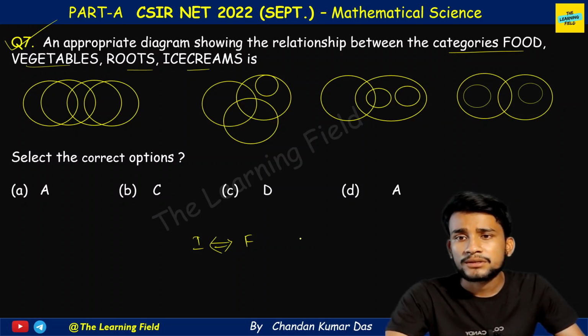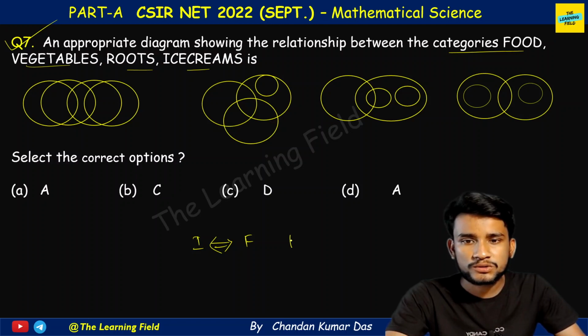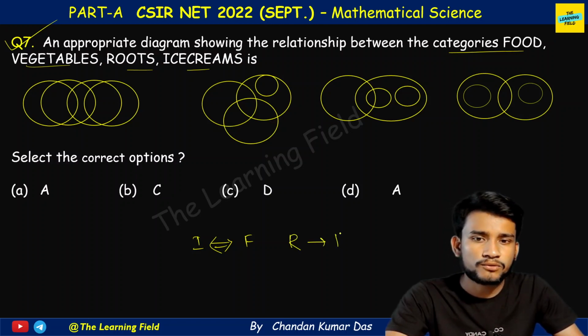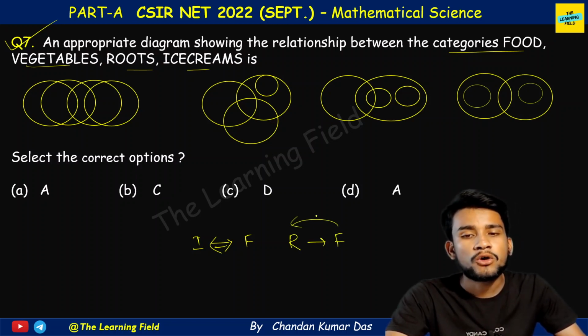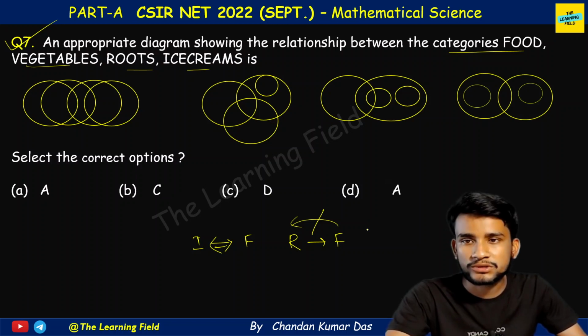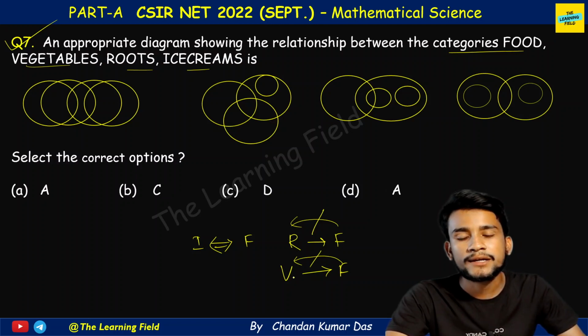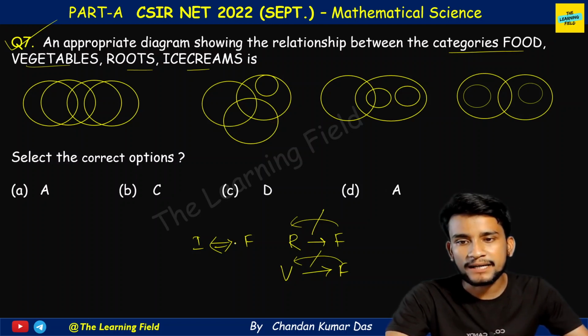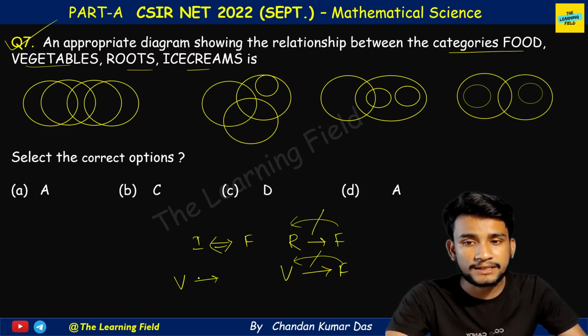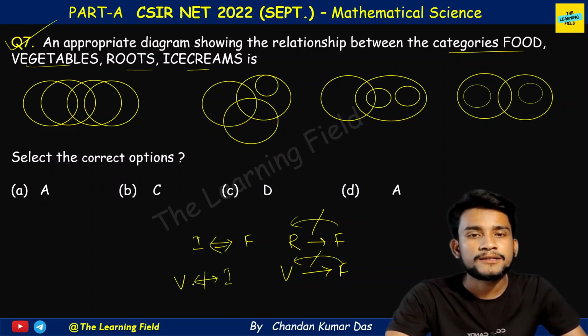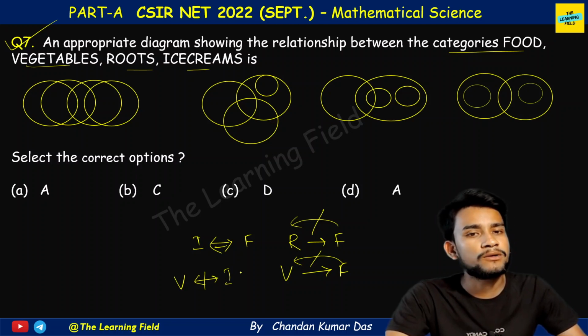Okay, look, then roots are foods but not conversely, because all foods are not roots. Then vegetables also imply foods, but all foods are not vegetables, right? So this converse is not true again. And ice cream implies food, and vegetable and ice cream. So there is no relation between vegetable and ice cream, okay. So look, vegetable and ice cream will be completely separate, okay.